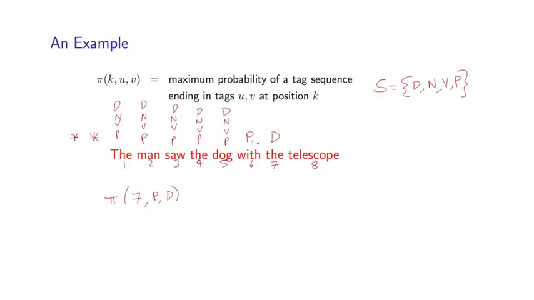And so there are many possible different sequences of tags which end in P D at positions 6 and 7. For example, I could have D, N, V, P, P, P, D. That's one possible sequence, and there are many others. Each of them will have a probability which is calculated by multiplying together the trigram probabilities and the emission probabilities, these q terms and these e terms. And pi 7 P D is going to be the maximum probability for any of these tag sequences which ends in tags P and D at positions 6 and 7.